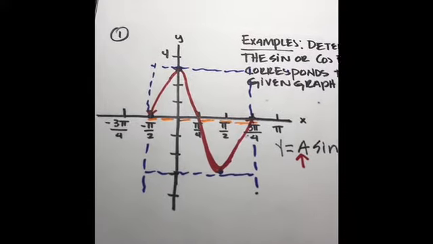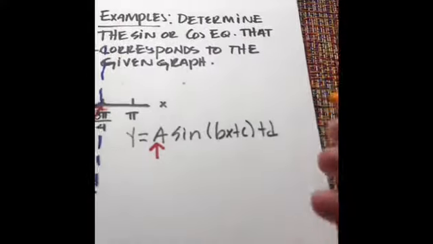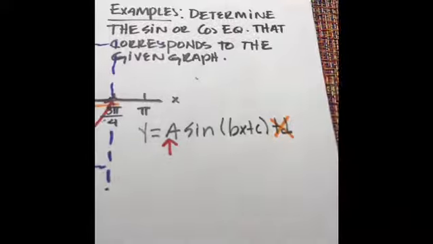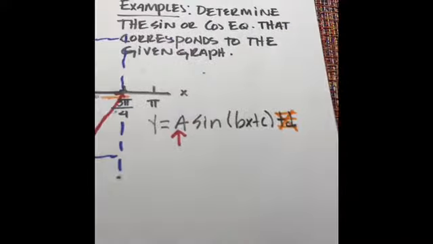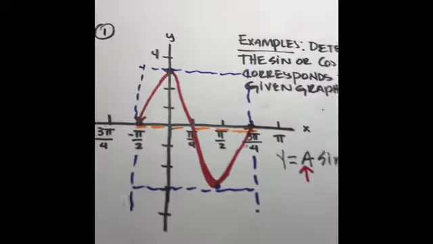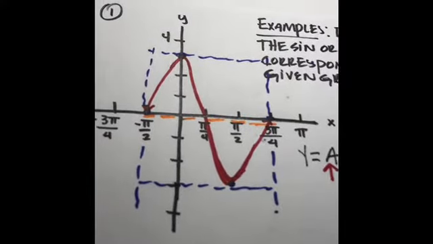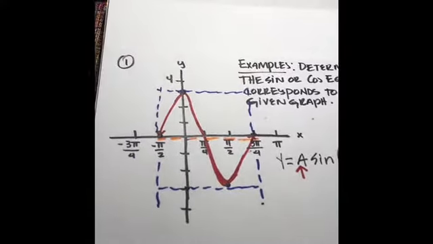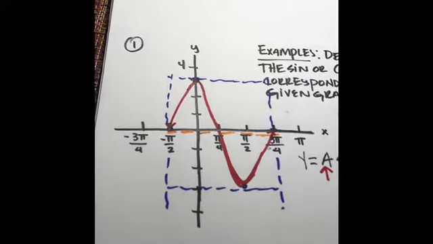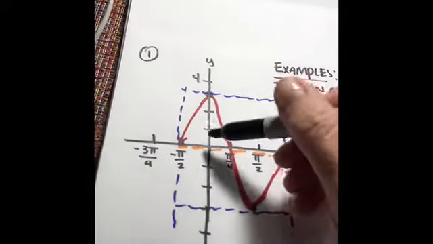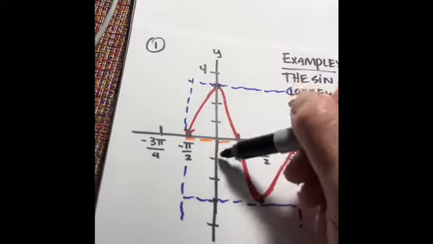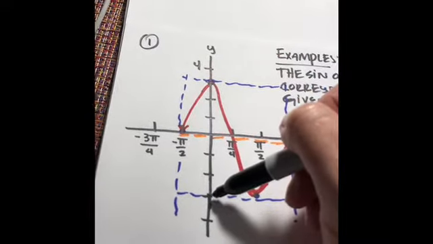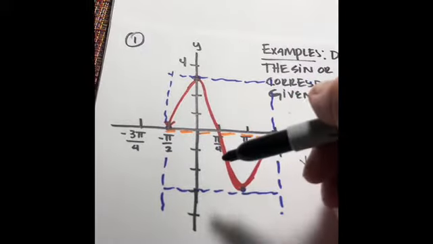So that means that the graph has no vertical movement. Since the average y value is on the x-axis, I will not write the plus d part in my equation. You know that the amplitude is counted above and below the average y value. So I count the units: 1, 2, and 3 above, and 1, 2, and 3 below the average y value. And that is going to be my amplitude.